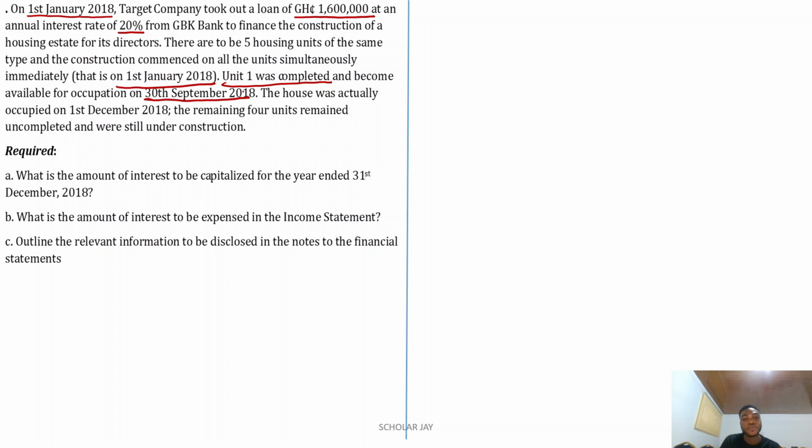2018. Okay. Now, anytime you want to capitalize borrowing cost, we said that if you want to commence capitalization, 3 conditions must exist.